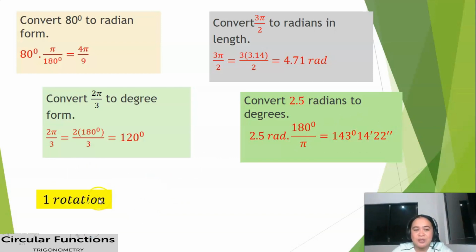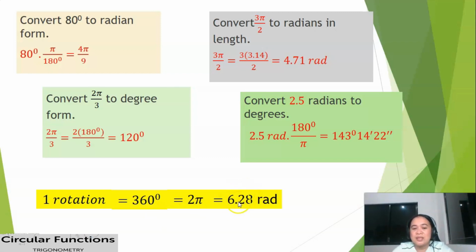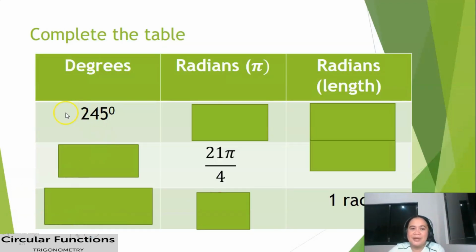Another. Now take note, 1 complete rotation is equivalent to 360 degrees, is equivalent to 2 pi, and it's equivalent to 6.28 radians. Take note, these 4 values here would mean the same thing, meaning that's 1 complete rotation in a circle. Take note of that.